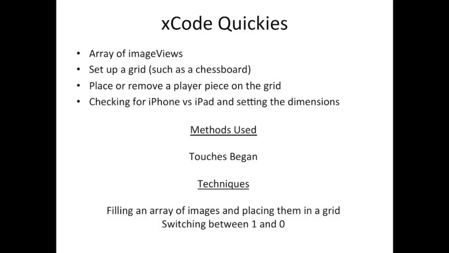Hi, Rob Smythe here. Suppose you want to have an app where you have a chessboard and you put pieces on the board and you move them around and so on. What you'll need is an array of image views. This quickie shows how to set up the array and place a piece on the board and remove a piece.